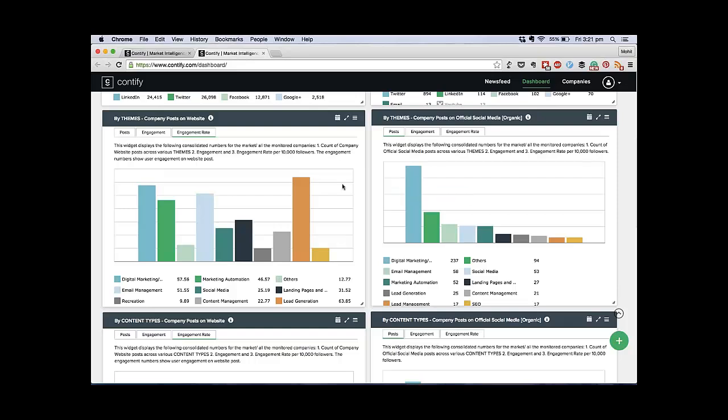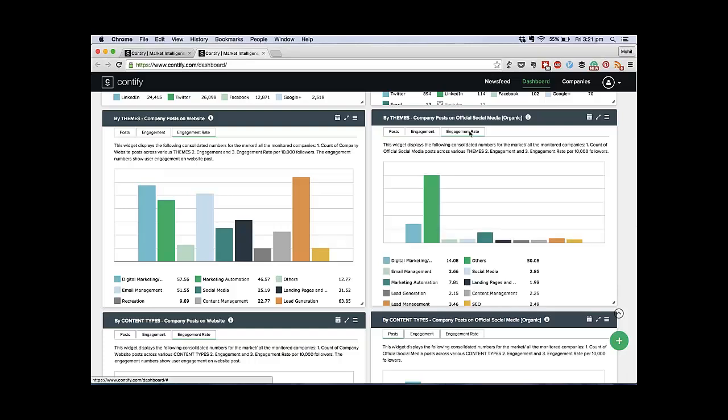There are two charts, one for the posts done by the company. It includes only the company posts, and the other chart includes all the posts combined together, which includes retweets and reshares.